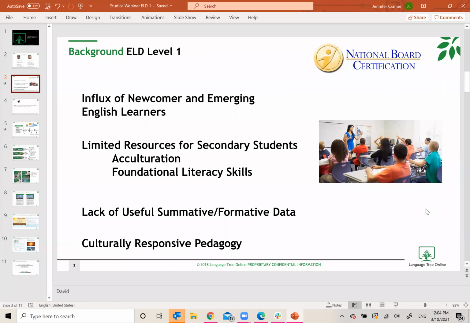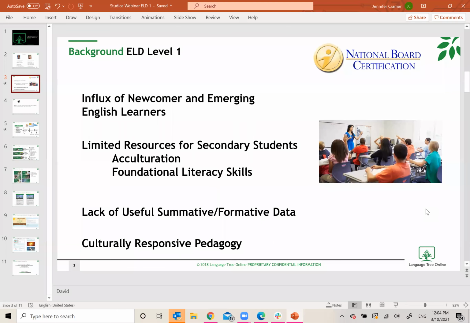Additionally, we realized that the acculturation process was particularly rigorous for our secondary students because they had to adapt not only to a new school setting, but also the culture of middle and high school that is sometimes vastly different than the world that they left behind.